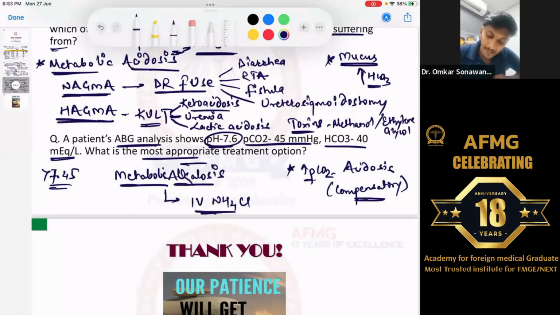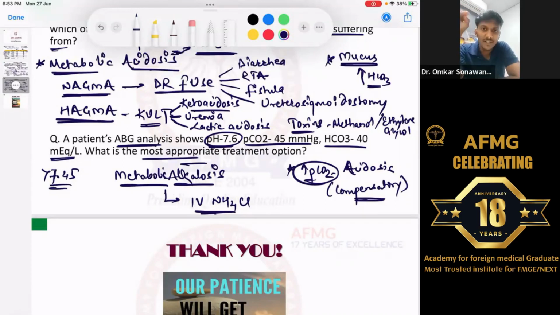And here, what type of acid-base disorder? Definitely we diagnosed it as a metabolic alkalosis, because pH is also alkaline and bicarbonate values are also high, that is 40 milliequivalents. But why are the PCO2 values rising? Yes, PCO2 values are rising. They are turning acidic because the body is trying to compensate now. So this is definitely a partially compensated metabolic alkalosis.